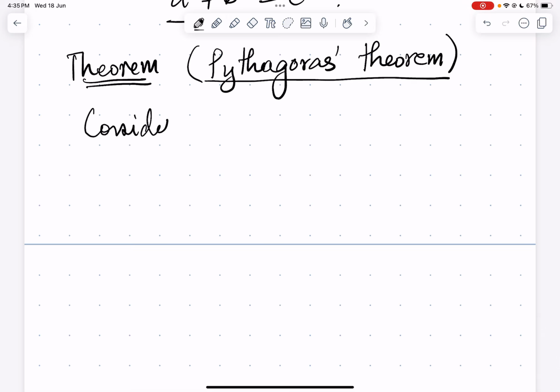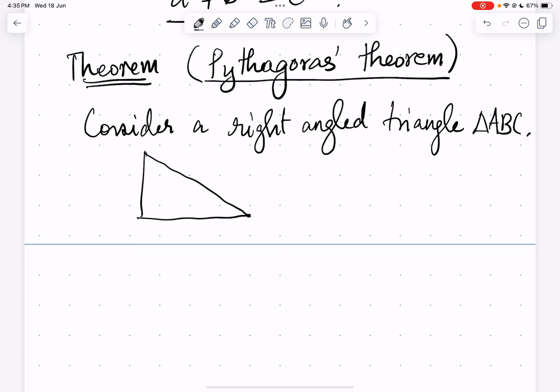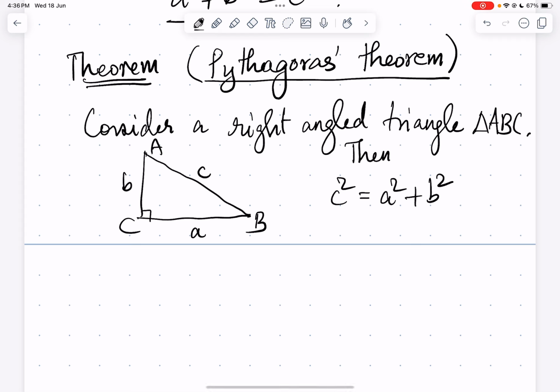Consider a right angle triangle ABC. Then C square is A square plus B square.